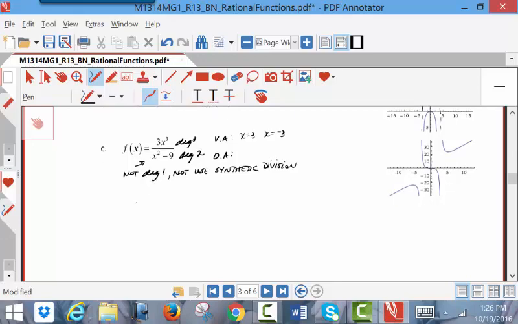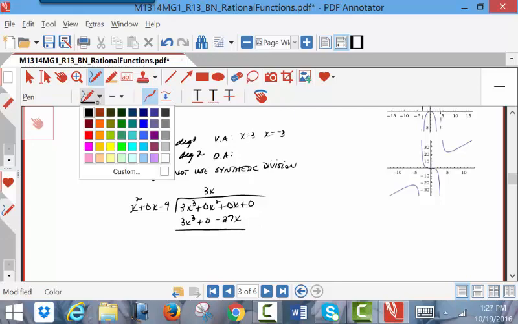So this is where you literally would have to take x squared plus 0x minus 9 and divide it into 3x cubed plus 0x squared plus 0x plus 0. You cannot shortcut this into synthetic division because it's not a first degree divisor. And this is a really weird division. X squared goes into 3x cubed, 3x times x squared is 3x cubed, 3x times 0 is 0, 3x times a negative 9 is a negative 27x.